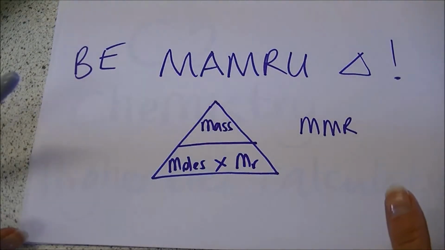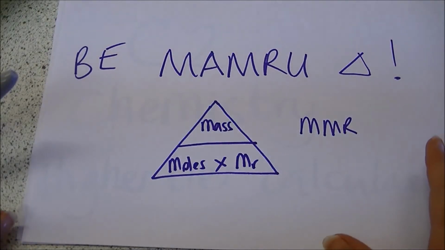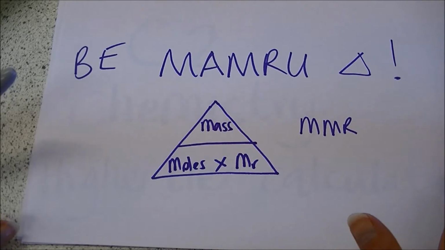The first thing is, this calculation is only higher tier, so if you're foundation tier, you can stop watching and go and be more productive. Right, how do we work it out? I'm going to use some past paper questions in order to help illustrate this.